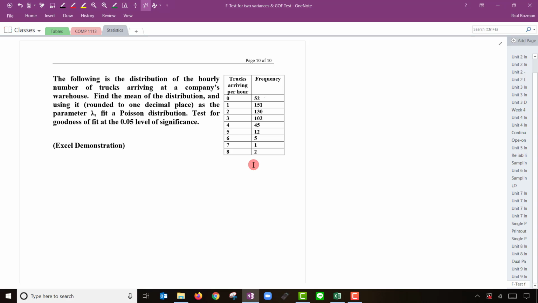But I'm confident we'll figure it out. I think that's it for the goodness of fit test.